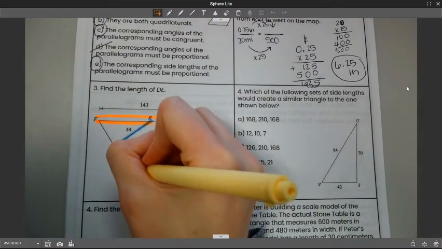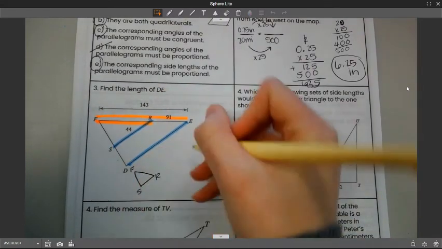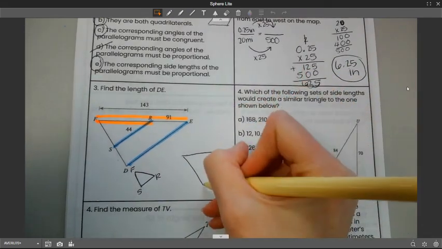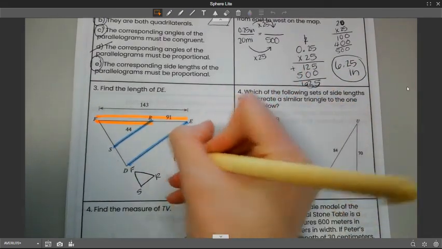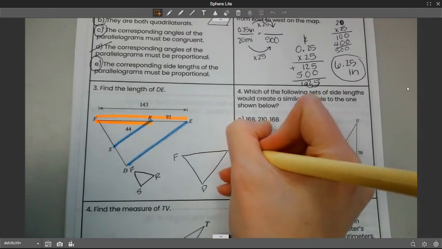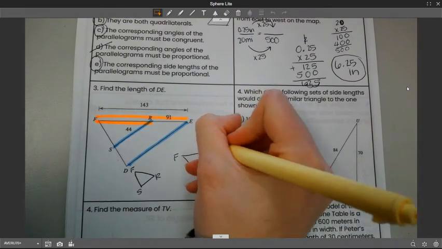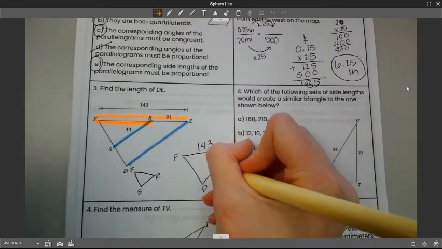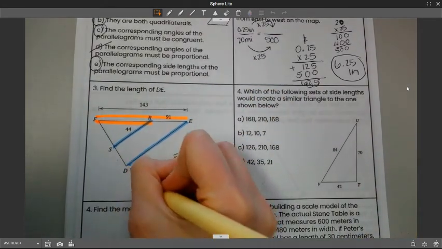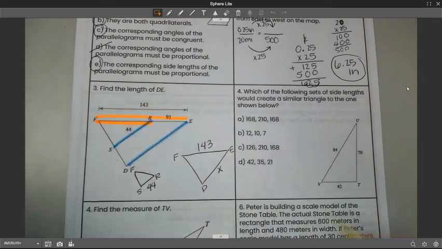So I'm going to redraw these as our smaller triangle and our larger one. So this is FSR, and then we have FDE. And then I know the larger one is this whole length, which is 143. I don't know what the bottom is. That's what I'm looking for. I know this is 44, but I need this side length FR.